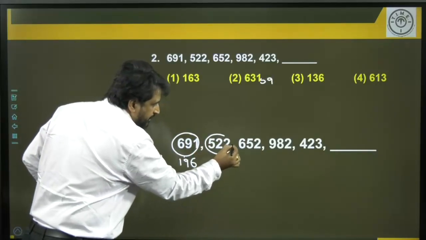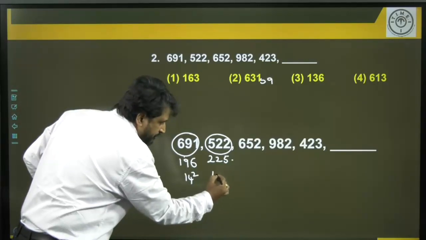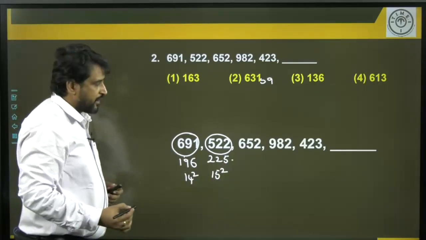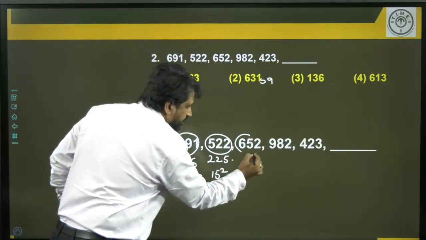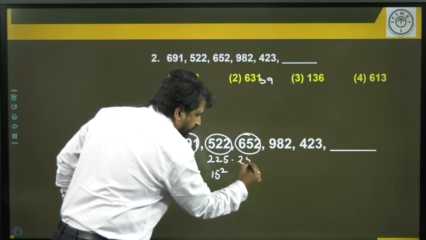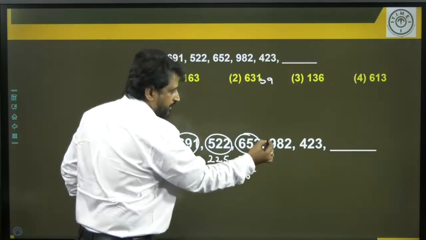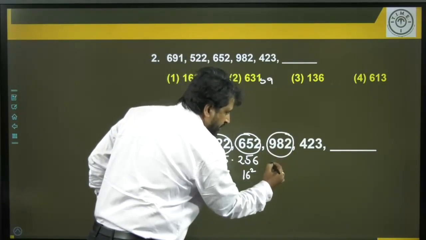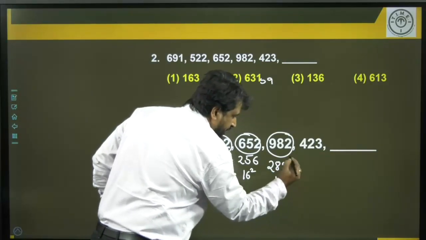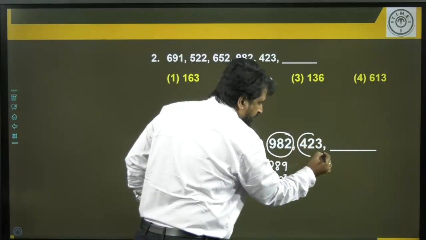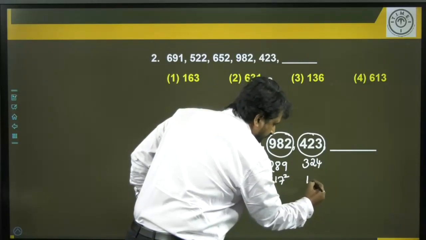522, if the digits are written in the reverse order, it will become 225. 225 is 15 square. And 652, if you write in the reverse order, 652 will become 256. 256 is 16 square. And 982, if you write in the reverse order, it will become 289. It is 17 square. Now 423, if you write in the reverse order, you will get 324, which is 18 square.